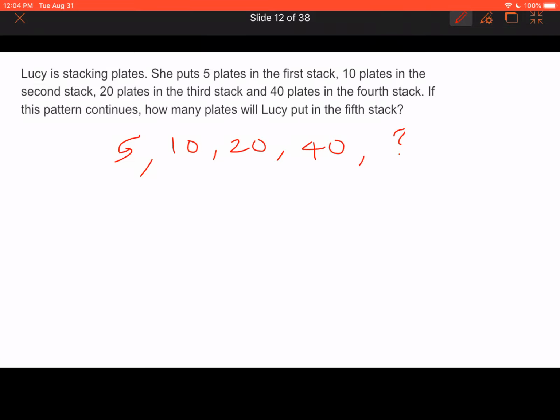Right? So we are able to clearly see the ratio between the second and the first term is 2, and also the third and the second term is 2. Since the ratio is common, this is a geometric sequence. With that idea, we're just going to multiply the fourth term times 2, which is going to give you the fifth term, the number of plates she is going to stack in the fifth rack, that is 80.